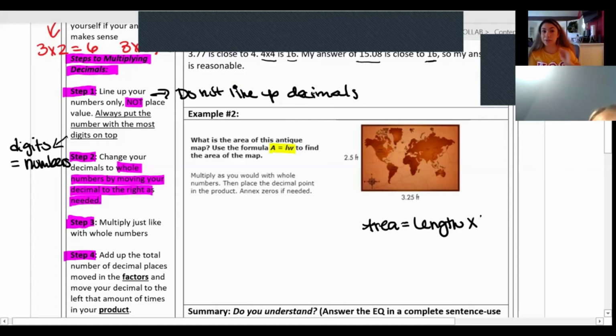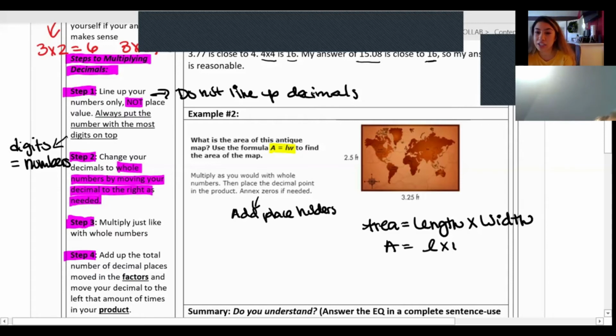Perfect, let's keep going. We're going to multiply as we would with whole numbers, and then we're going to place a decimal point in the product. We're going to annex zeros if needed, which means we're going to add zeros in as our place value holder if needed. So that's what that annex zeros means. This might be the first time that you've heard of it.